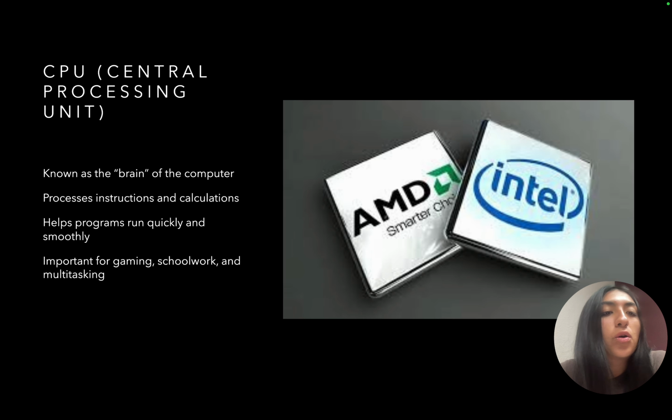So first we're going to go over the CPU, which is the Central Processing Unit. It is considered the brain of the computer because it processes instructions and controls most of the computer's functions. Every time you open an app, type a paper, or play a game, the CPU is working. A stronger CPU helps the computer run faster and handle more tasks all at once.